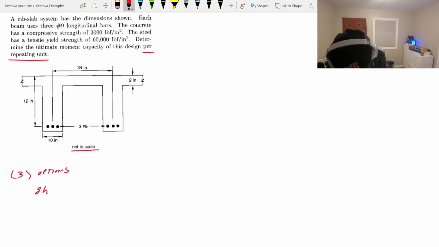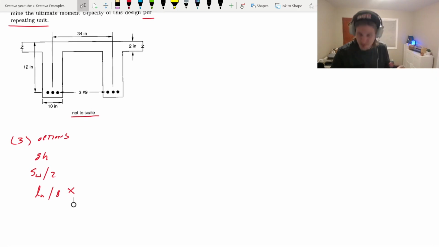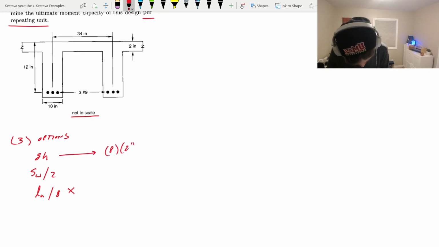So 3 options. We have 8H, we have SW over 2, and we have L sub n over 8. Well, we weren't given criteria for the span of our T-beam, so we can't do this one. So that one can just be crossed off right away. But let's try 8H. So H is the thickness of your slab, which is 2 inches. So 8H is going to go to 8 times 2 inches, which equals 16 inches.